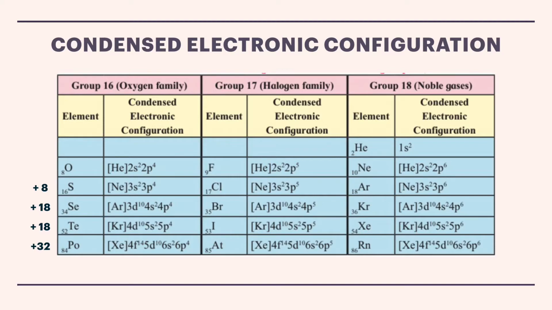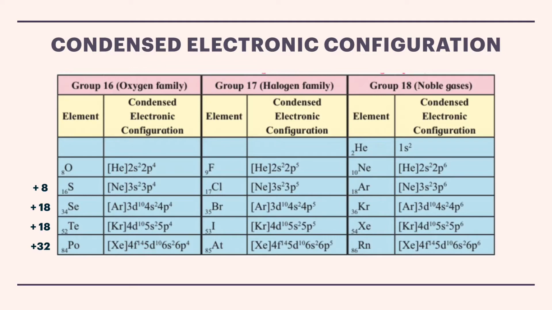Similarly for selenium, the nearest noble gas is argon, for tellurium the nearest noble gas is krypton, and for polonium the nearest noble gas is xenon. Okay, so by using that it becomes simple for us to write down the electronic configuration. Now we also know the general electronic configuration.